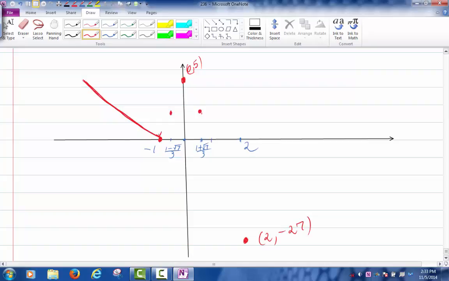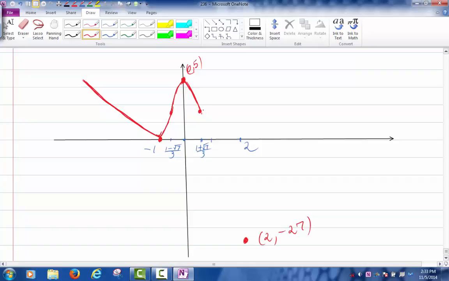And then it is also concave up until 1 minus root 7 over 3, and after negative 1 it's increasing, right? Now between 1 minus root 7 over 3 and 1 plus root 7 over 3, the function is concave down, but up until 0 it's increasing, right? It is concave down up until this point, and it is increasing up till 0 and then decreasing.